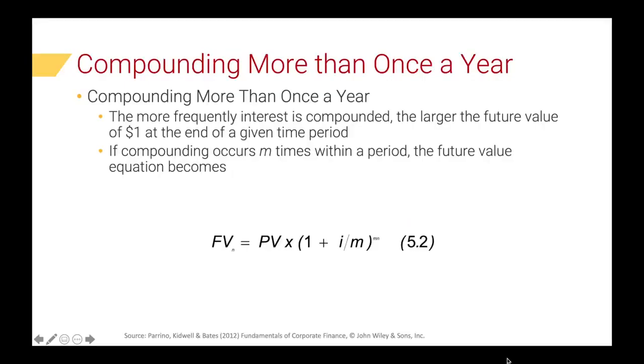The more frequently interest is compounded, the larger the future value will be at the end of a given time period. For example, if compounding occurs m amount of times within a period, the future value equation becomes future value equals present value times 1 plus interest rate divided by m to the power of m times the period.